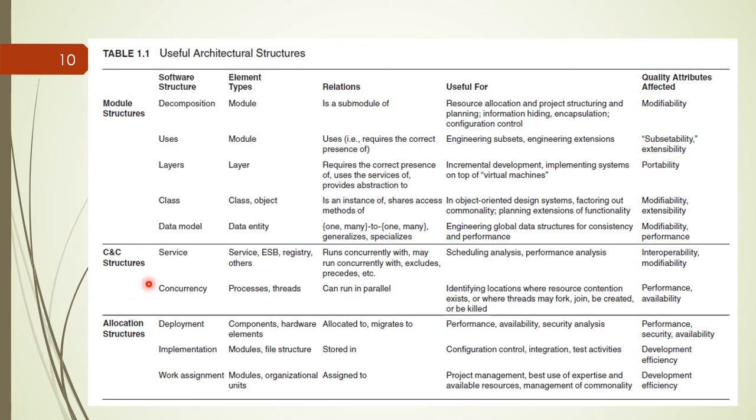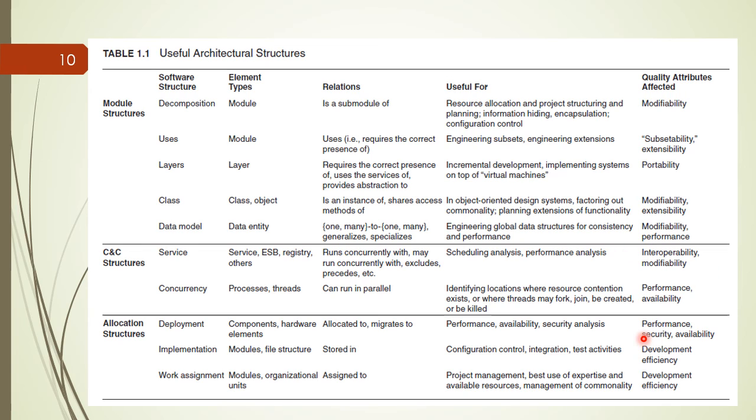The next, CNC structures, uses two software structures, service and concurrency. Then service: ESB, registry, and others. These are the element types of service. And process and threads are the element types of concurrency. For concurrency, the relation is they can run in parallel, and for service, it runs concurrently with and may run concurrently, and it can exclude and precedes. And it is used for scheduling analysis and performance analysis, and these are the quality attributes.